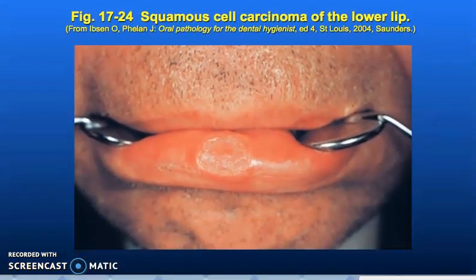Here we have a squamous cell carcinoma of the lower lip. And obviously we can see that there's something wrong here. A patient could notice this, but definitely the dentist, hygienist, and all should be aware of these types of things when they do the cancer screening. If a dental assistant sees anything like this, it could be an ulcer, it could be a lot of different things, but unfortunately this one was not.